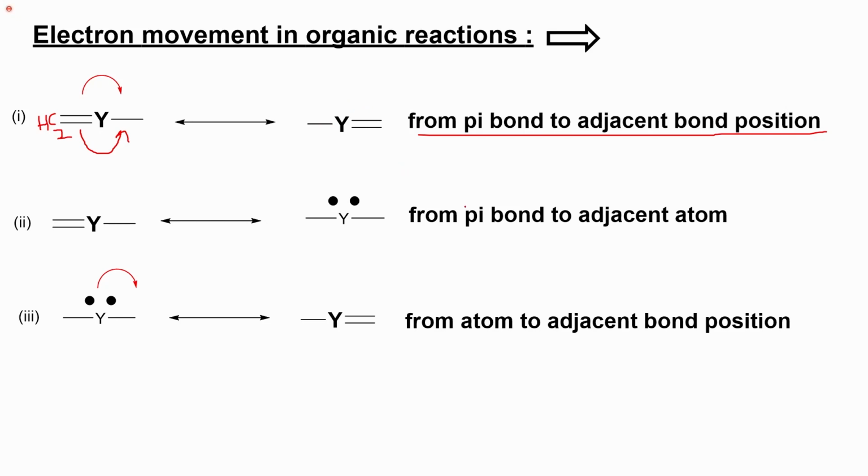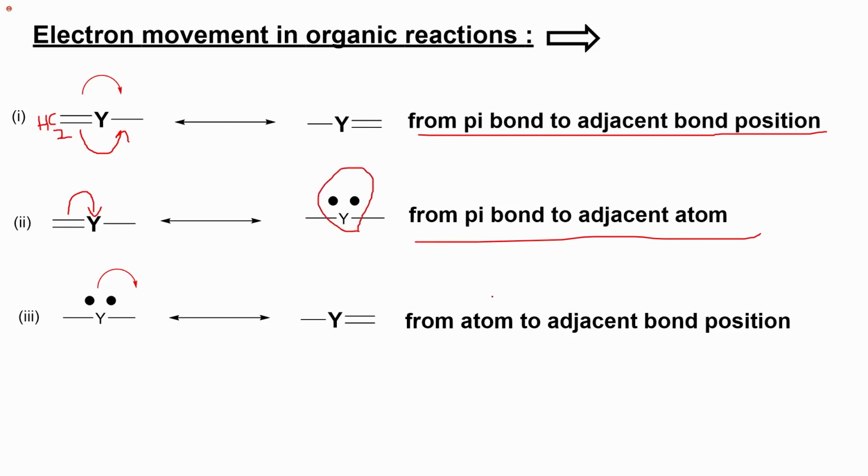Now, from a pi bond to an adjacent atom, how will it go? So this is the double bond, and now the whole bond will come here. Instead of the previous case, where the double bond goes to the adjacent bond position, here the double bond comes directly to the atom. So, from a pi bond to an adjacent atom, where the adjacent atom contains the radical.